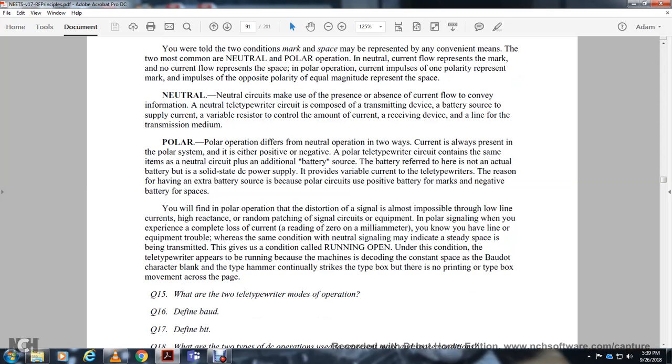You'll find polar operation distorts the signal, making it almost impossible to load a line with current with a high reactive component. With random patching of the signal circuit, equivalent polar signaling suffers extreme, complete loss of the current, with the reading of 0 milliamps. The line with equal trouble has the same condition.